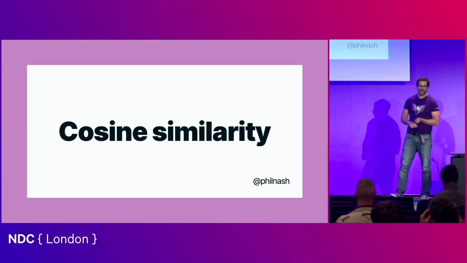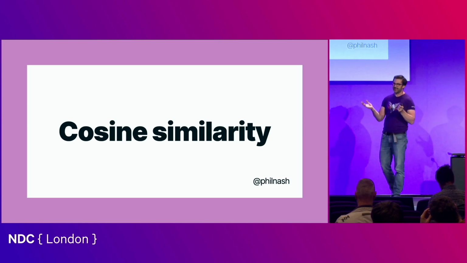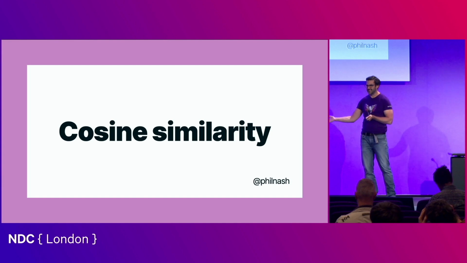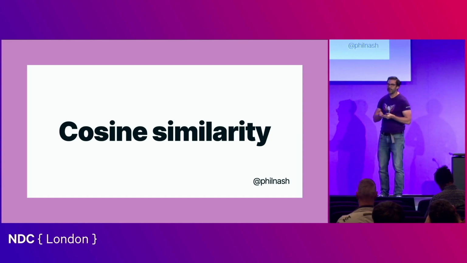But it turns out that cosine similarity is our answer for comparing angles between vectors. A cosine similarity of 1 is pointing in the same direction. They are the same.